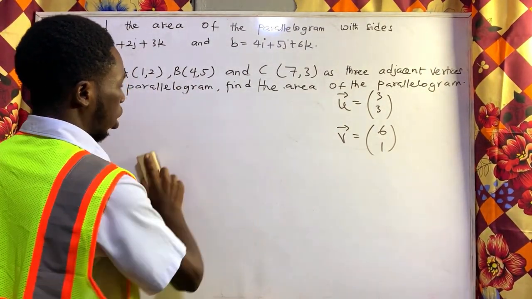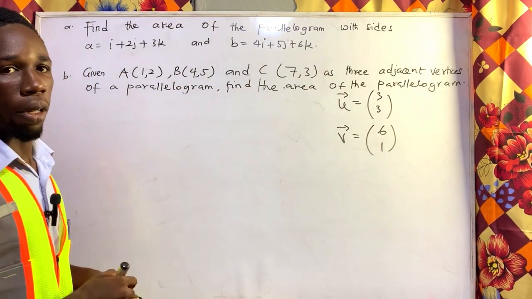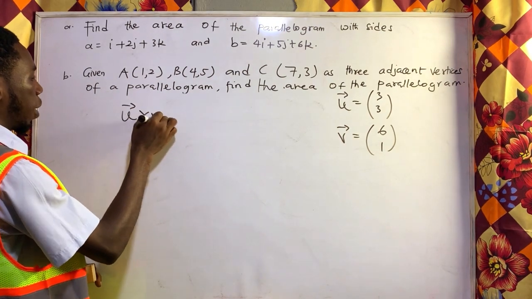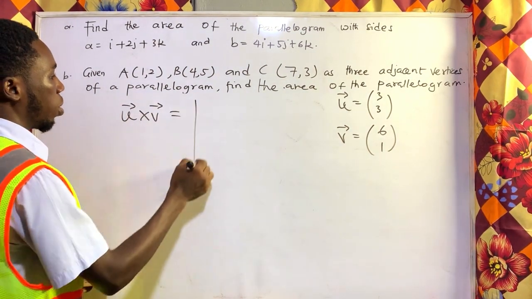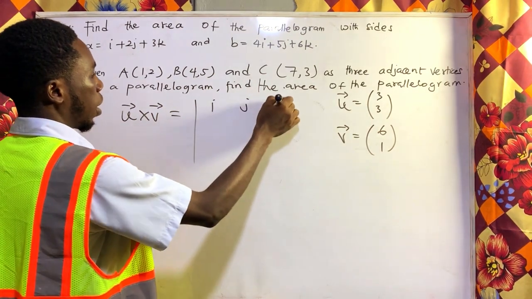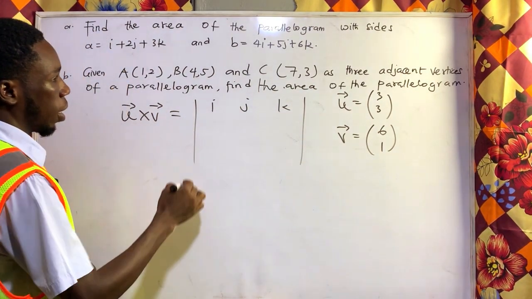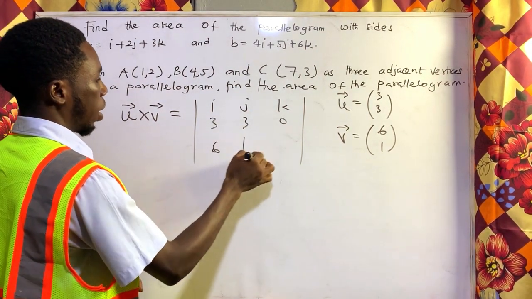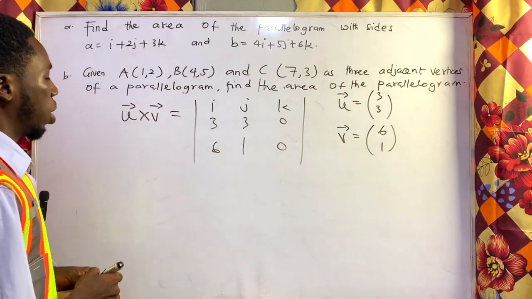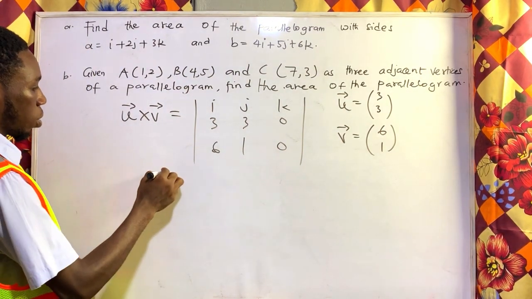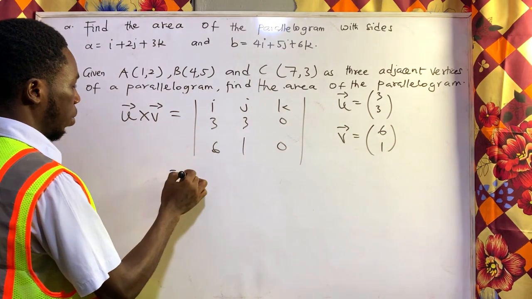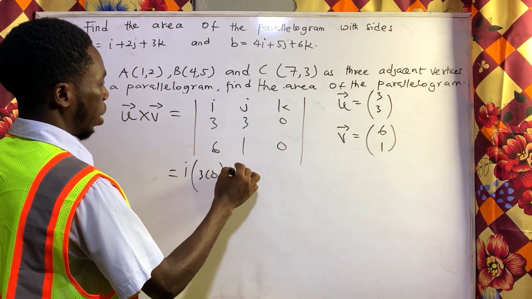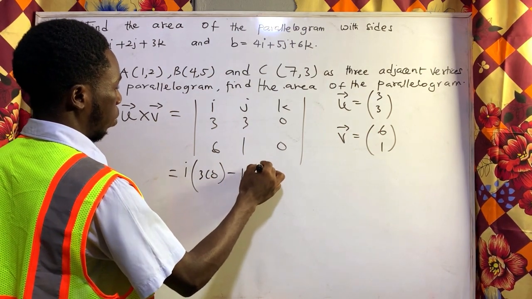For the cross product, you have to write a 3 by 3 matrix. So vector U cross vector V should be equal to what? Let's have i, j, k here. And then we have 3, 3, and let's make this 0. We have 6, 1, and let's make this also 0. So let's find the cross product. Let's start with i. For i, we're going to have 3 times 0 minus 1 multiplied with 0, right?